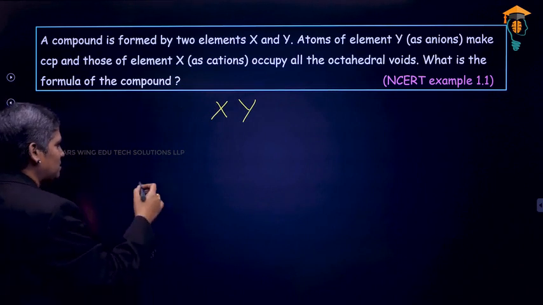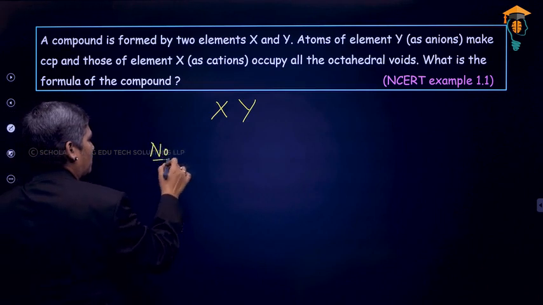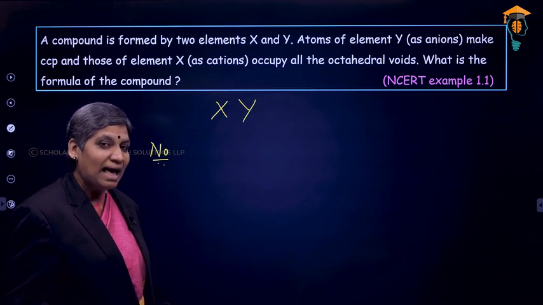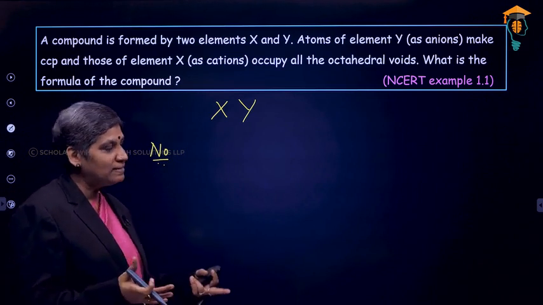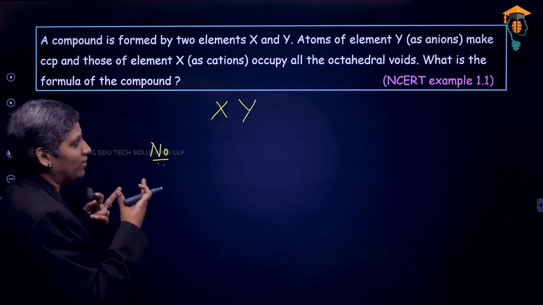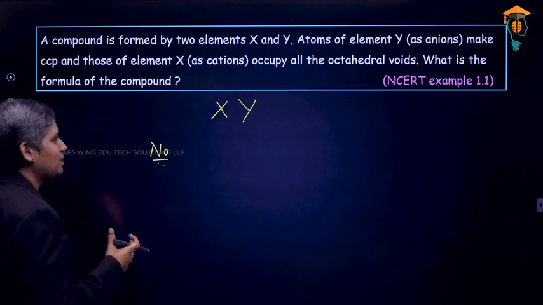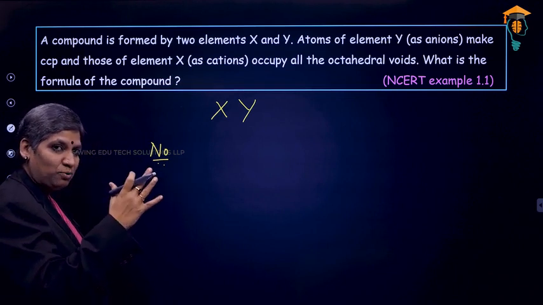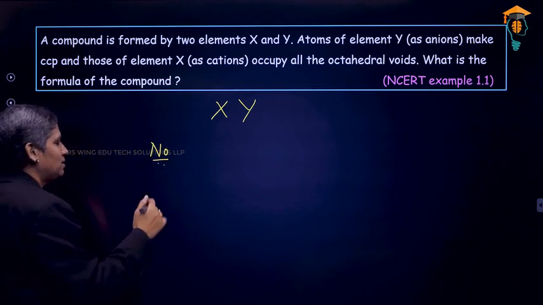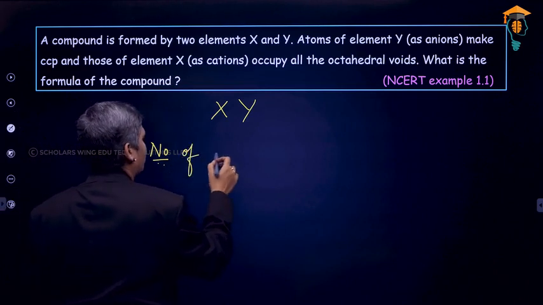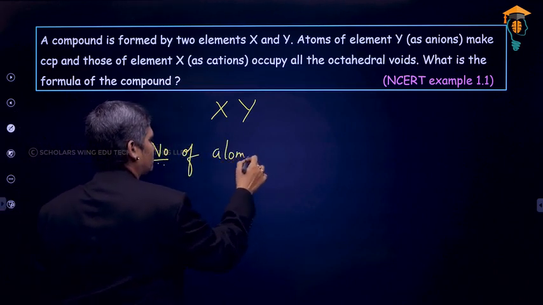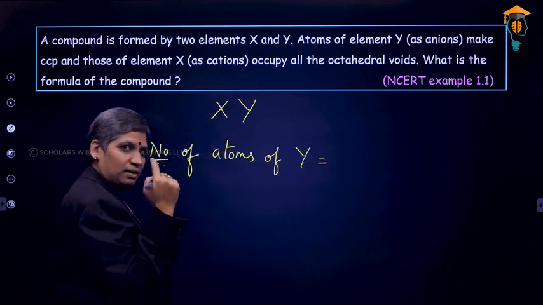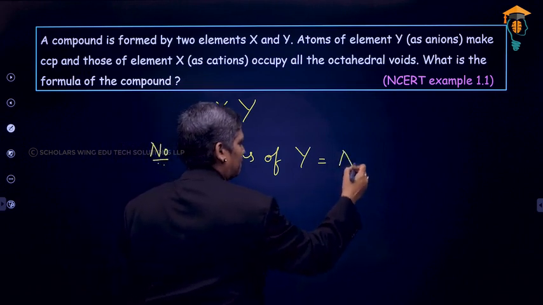Just now we saw that the number of spheres is n, and these spheres will be present at the lattice points, and it is given that atoms of element Y make up CCP. That means the atoms of element Y are present at the lattice points, which in turn is equal to the number of atoms. That means the number of atoms of Y, as per our assumption, is n.